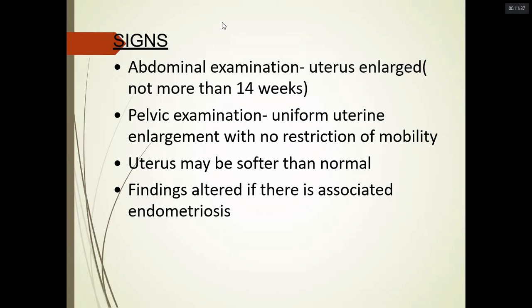On pelvic examination, there is uniform uterine enlargement with no restriction of mobility, which again differentiates it from ovarian tissue, fibroid uterus, and endometriosis. The uterus may be softer than normal. However, the finding may alter if it is associated with endometriosis, because in endometriosis there will sometimes be restriction of mobility, along with tenderness, cervical motion tenderness, and rigid uterocervical ligament.